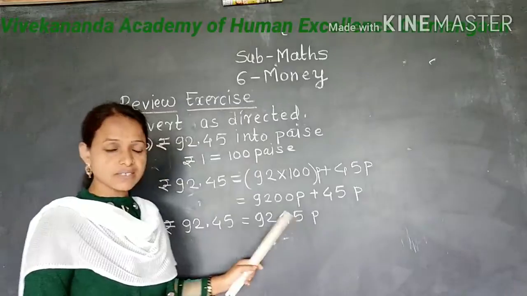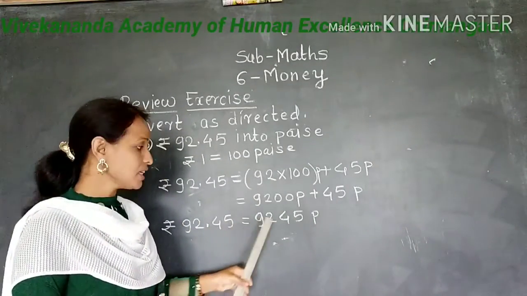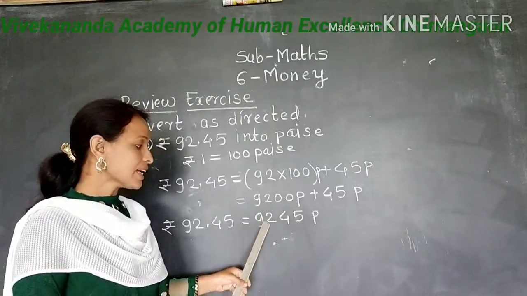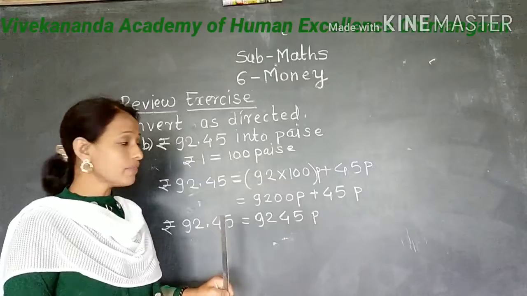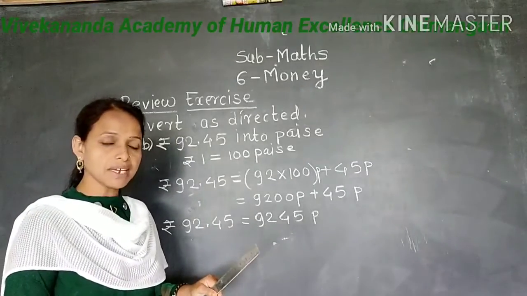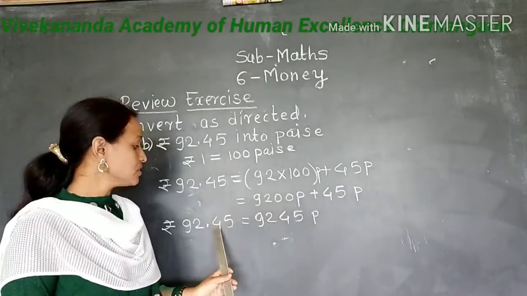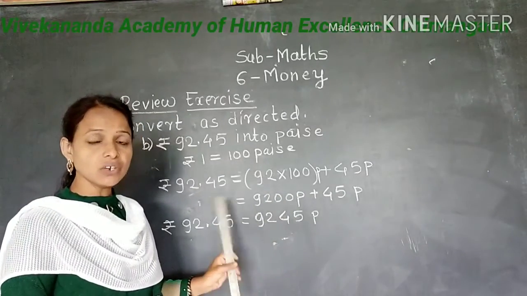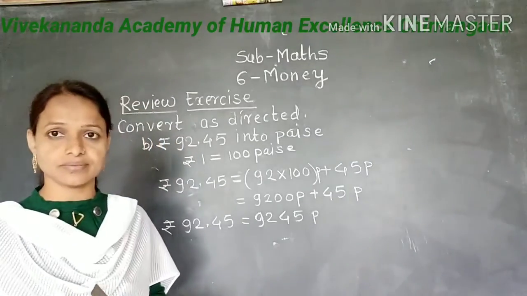In this way, here we convert 92 rupees 45 paise into 9245 paise. To convert rupees into paise, multiply the number by 100. So by multiplying by 100, we get paise. Here we convert rupees into paise by multiplying by 100.